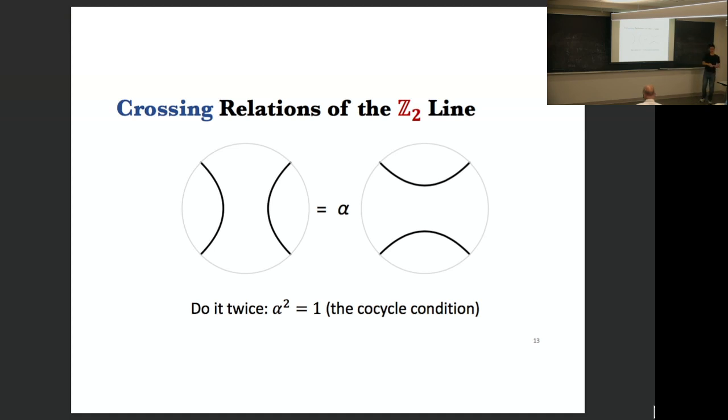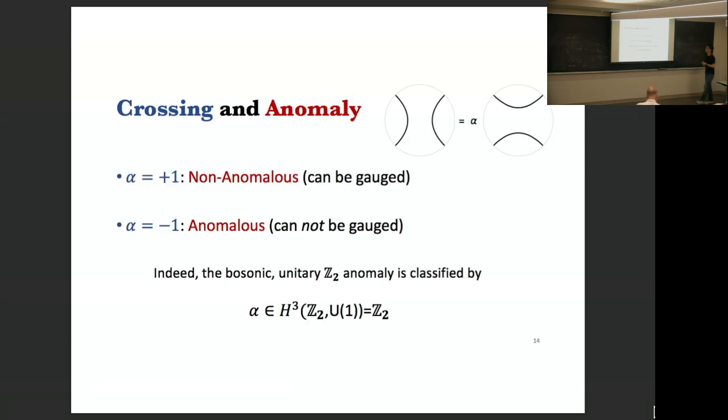Now, what can this alpha be? Well, that's easy. You just apply the same rule on the right again, and then you return to the original configuration on the left. So you learn that alpha has to be the square root of 1. And here I claim when alpha is plus 1, that means the Z2 symmetry is non-anomalous. When alpha is minus 1, that means the Z2 symmetry is anomalous.